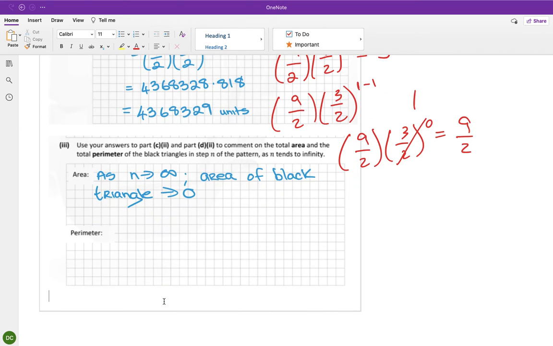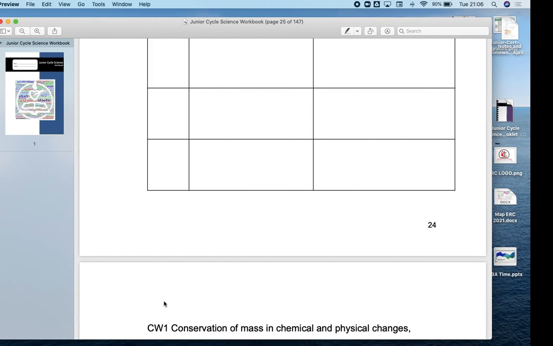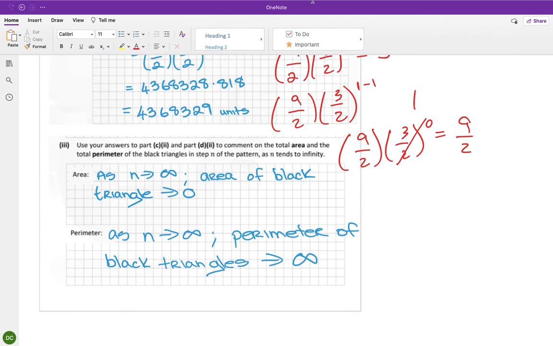So it feels as if for this one, as n approaches infinity, the perimeter also approaches infinity. Oh, that's a bit of a cop out. Let's see what they said. Yeah, the area approaches 0 and the perimeter approaches infinity. Right, hope that helps.